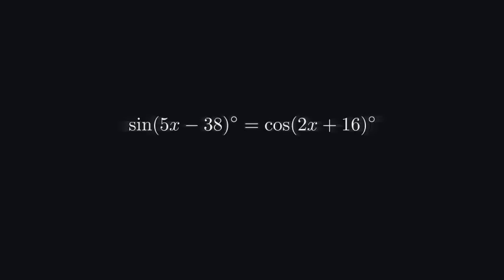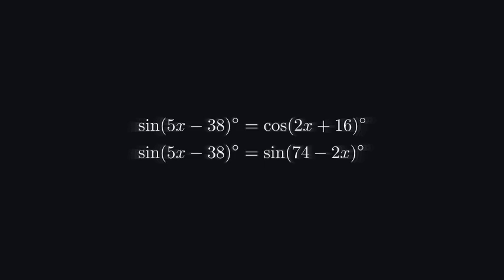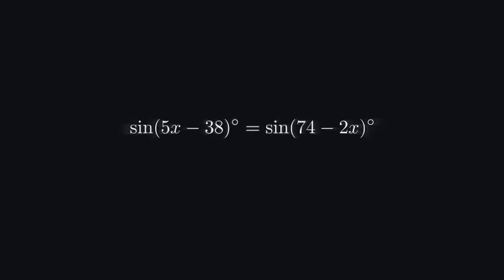Sine of (5x minus 38) degrees equals cosine of (2x plus 16) degrees, and cosine of (2x plus 16) degrees equals sine of (74 minus 2x) degrees. So sine of (5x minus 38) degrees equals sine of (74 minus 2x) degrees. Therefore, 5x minus 38 equals 74 minus 2x.